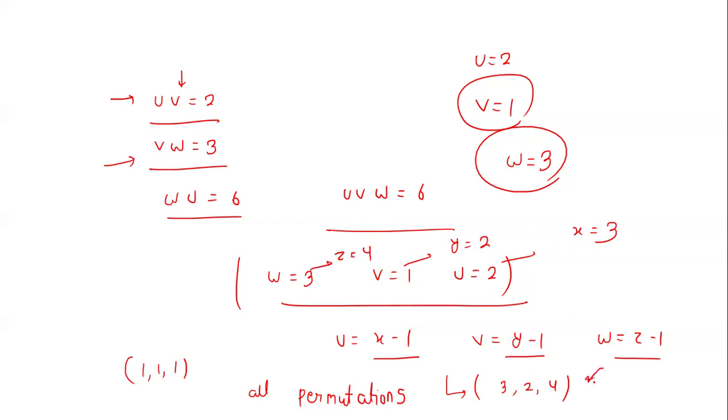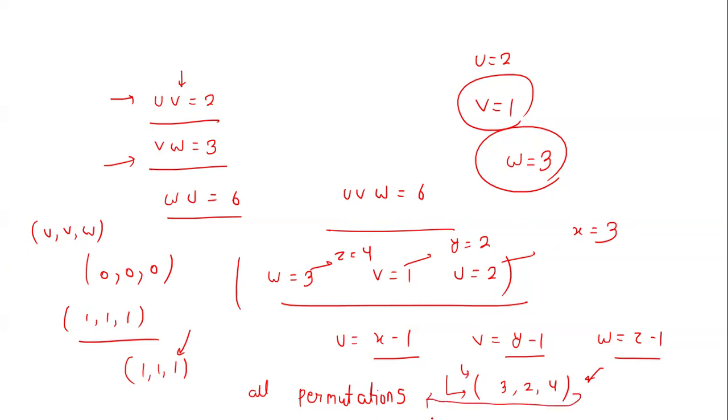So 3 comma 2 comma 4 is one solution we found, and initially we found the 0 comma 0 comma 0 solution in terms of u, v, w. So in terms of x, y, z, the solution will become 1 comma 1 comma 1. So one solution is 1 comma 1 comma 1, and the other solution is this, and all permutations of this. Because initially we assumed one order like this, but the equation is symmetric in m, n and p. So all permutations of this we have to take to get all the solutions. So in this way we can solve this.